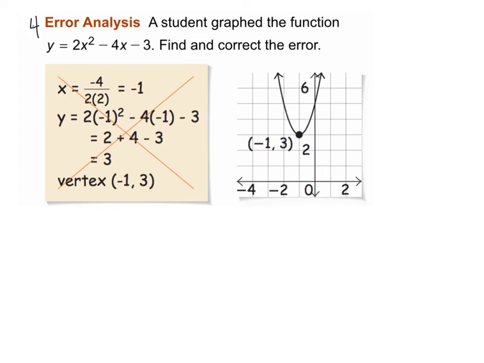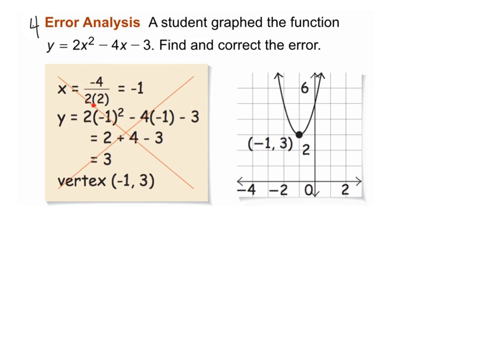Last question for this video is to do a little error analysis to figure out what's incorrect with this problem. So you're given y equals 2x squared minus 4x minus 3, and we're given this graph over here on the right. We want to find the issue. So first, we know it should open up because this 2 is positive, and it does. We know the y-intercept should be negative 3, and right there we know something is wrong. The y-intercept should be negative 3. So let's go ahead and see if we can fix this guy's mistake.